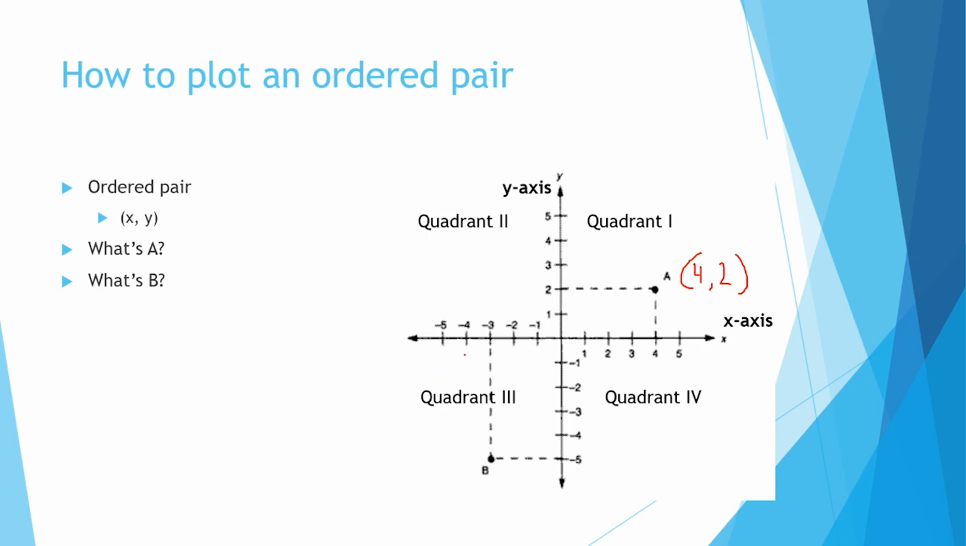And then what's B? Again, you just see what lines up, kind of like a map. X coordinate first, which would be -3, comma, and it looks like -5 for the y. Again, you're just seeing where it lines up.